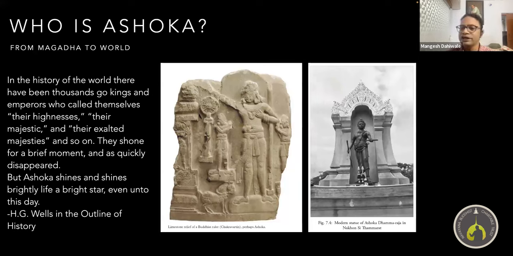And the second photo that you can see here is the modern statue of Ashoka Dhammaraja in Nakhon Si Thammarat in Thailand. So you see that the name of Ashoka, as H.G. Wells has said, has spread all over the world. And it is shining like a bright star even today.